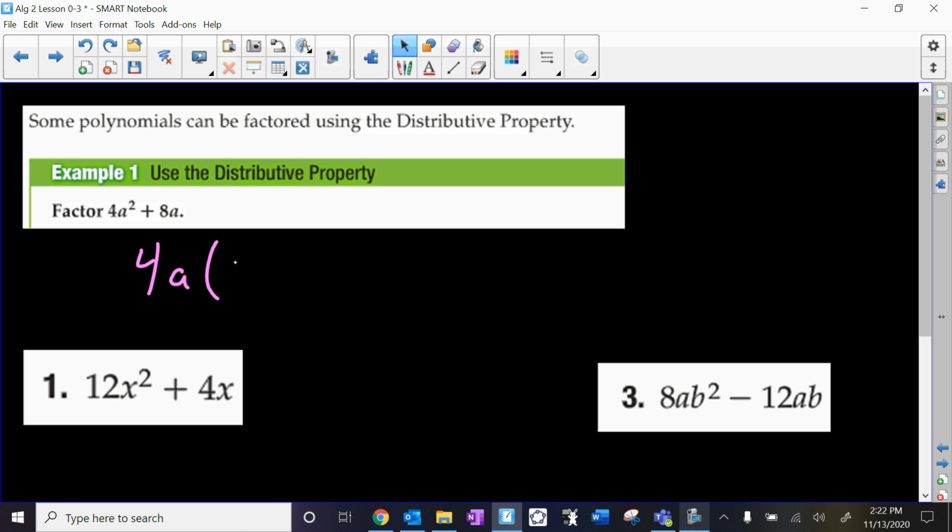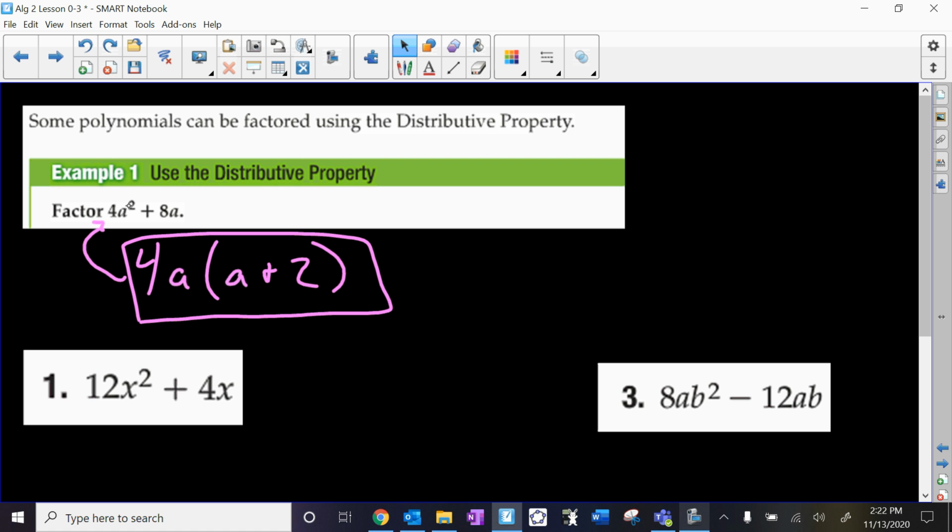If I take out a 4, it's like 4 divided by 4, which is 1. And then if I take out 1a, I'm left with 1a. Plus 8 divided by 4 is now 2, and I took out a, so I'm left with just a value of 2. This would be the factorization if I took out the greatest common factor. You can redistribute 4a back in, and it should get you back up to what we started with.